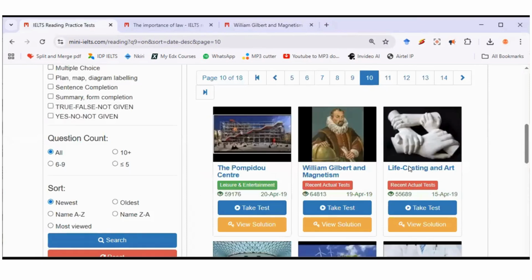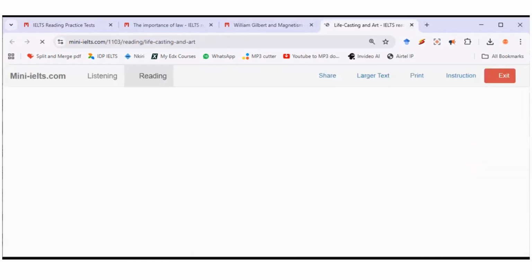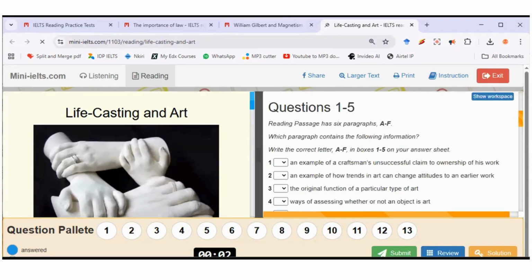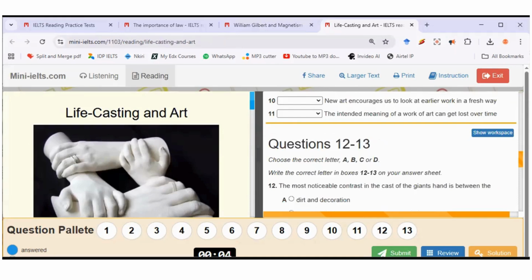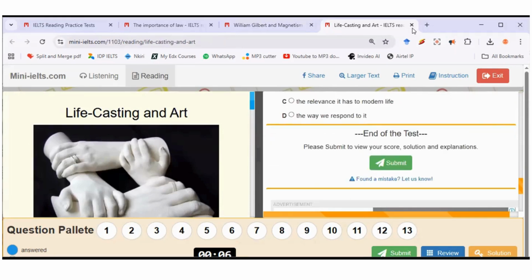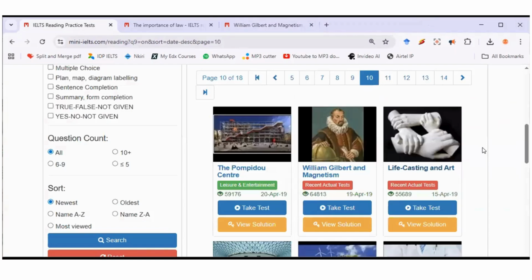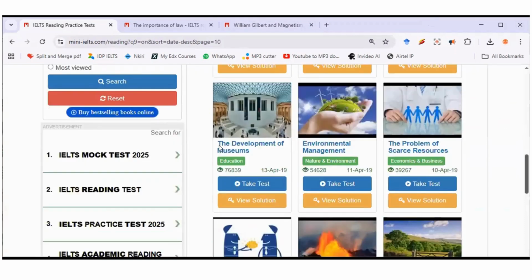Live casting and arts. Let me see whether matching heading questions are here. Okay, this is matching information. Yes, no, not given. There are no matching heading questions here. So I'm guessing that some of these pages do not contain matching heading questions. Development of museum. Let me check this one. Environmental management. This one should contain matching heading.